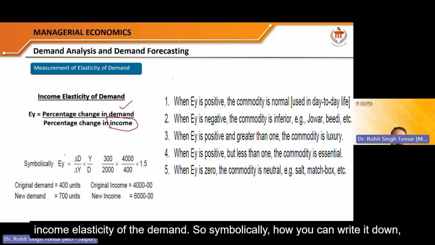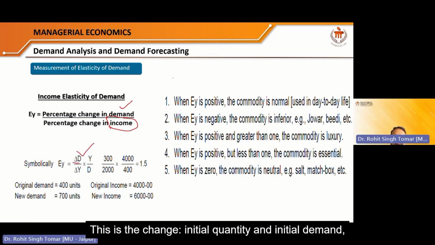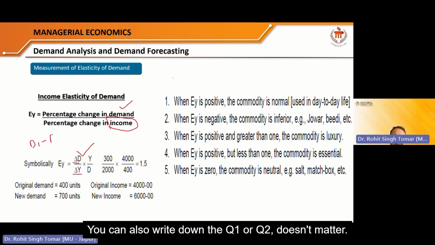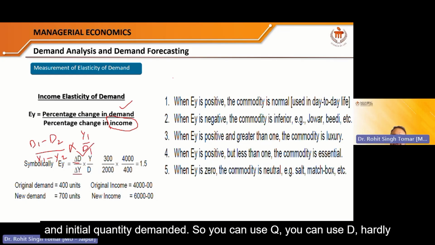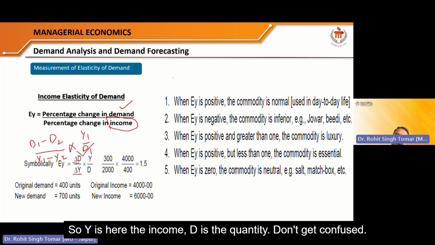So symbolically, how can you write it down? This is the formula, the same formula. This is the change, initial quantity and initial demand, final quantity, final demand. That means D1 minus D2, quantity demanded. You can also write Q1 or Q2, it doesn't matter, it is the same thing. Change in income, multiplied by the initial income, Y1, and initial quantity demanded. You can use Q, you can use D, it hardly matters, they are just symbols. Y is the income, Q or D is the quantity, don't get confused.